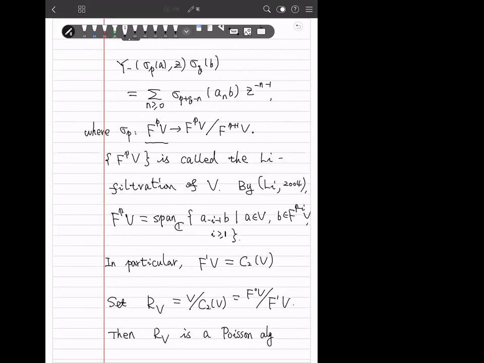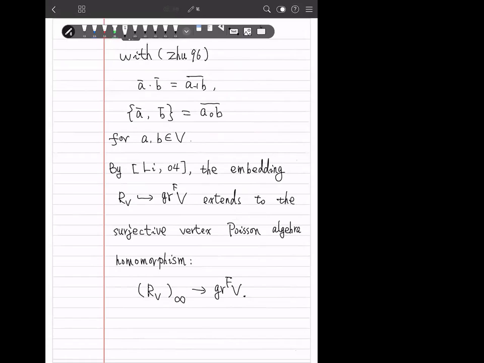Li proved that F^pV is actually spanned by such elements: if we take b in this and a, then we have this. In particular, it is easy to see that F^1V is this. If we let R_V be this, it is nothing else but the Zhu C_2 algebra. This is a Poisson algebra with the following operation.